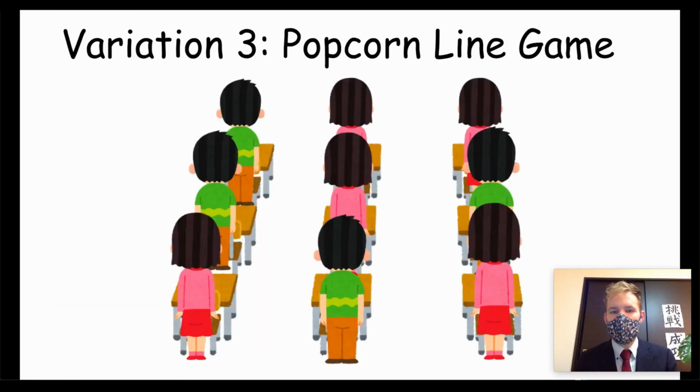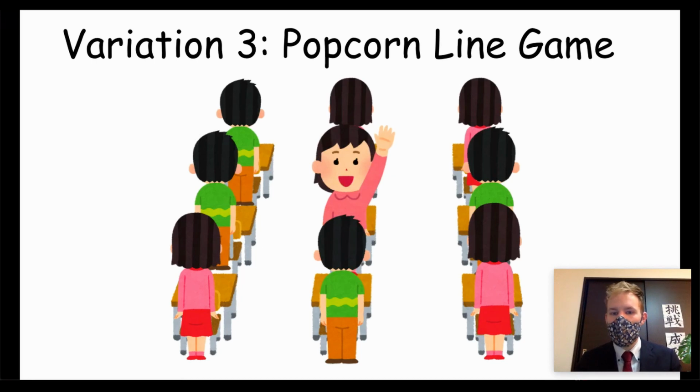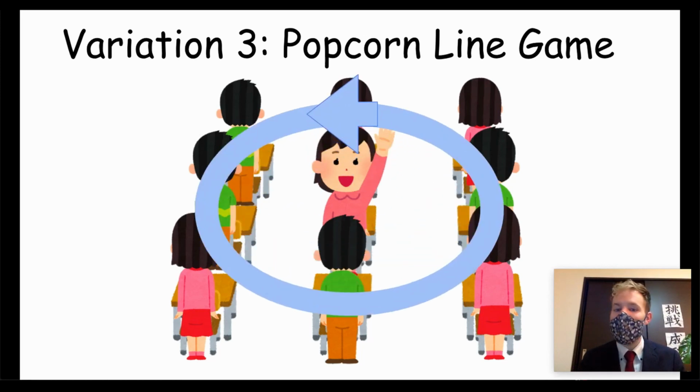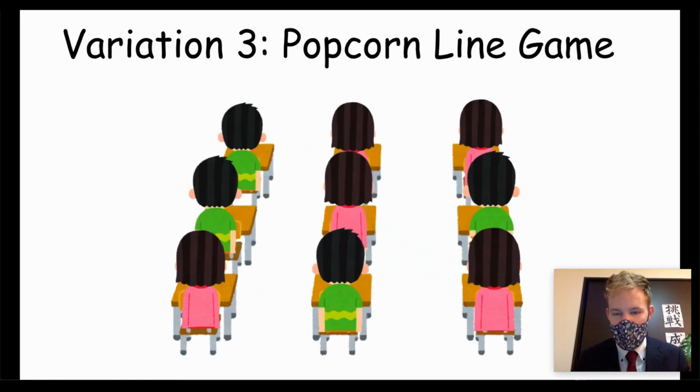So now I want to introduce the third variation, the popcorn line game. I don't know about you, but when I think of popcorn, I think of this popping action. So we're going to see that happen. Usually, students have to choose front, back, left, or right when they answer a question. But this time, let's watch. So this student raises their hand, answers a question correctly. This time, instead of choosing a direction, everyone around them gets to sit down.